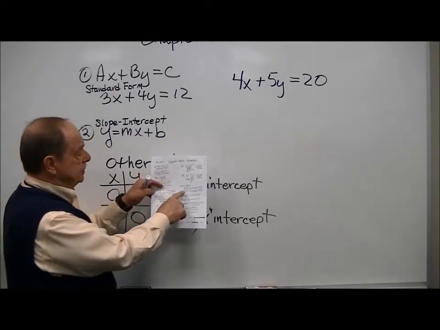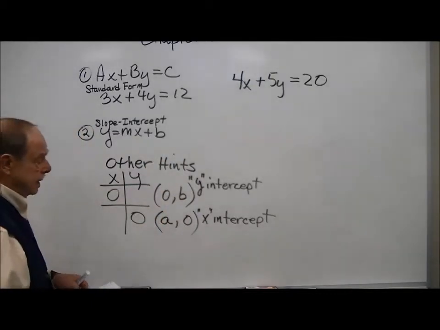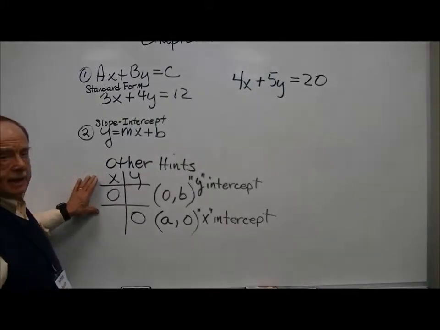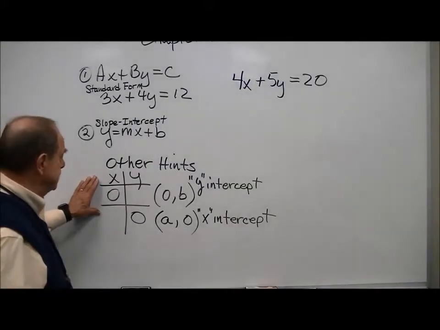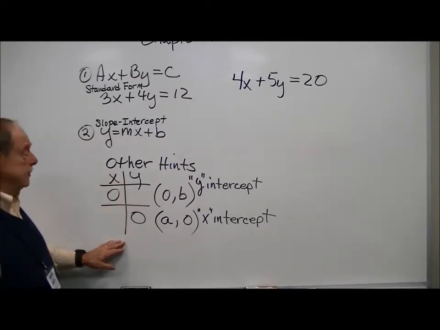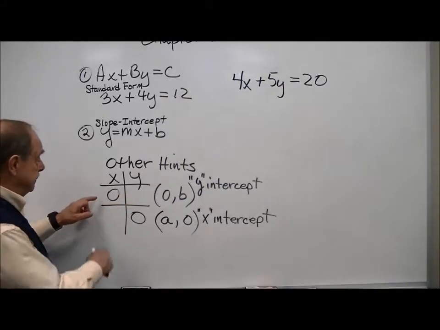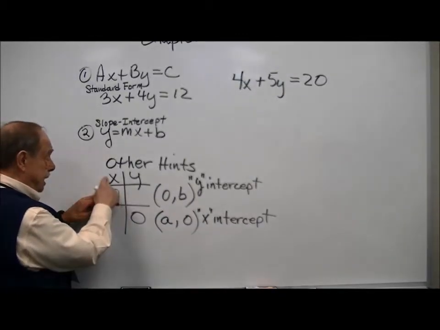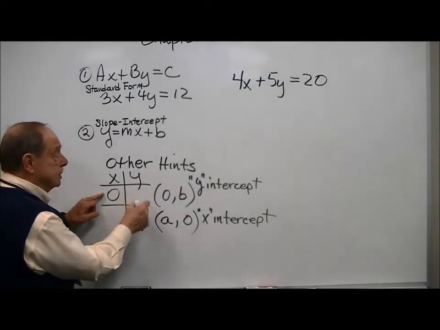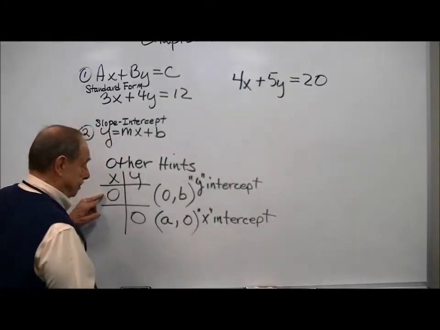Another item that we have on this sheet is called Other Hints, and that's what we're going to go over now. When we look at something like this, and I did mention it in one of the first tapes, this little item here is called a T-chart. I call this a special T-chart because if you put in a 0 for the X, and then here a 0 for the Y, this will give you the Y-intercept and the X-intercept.